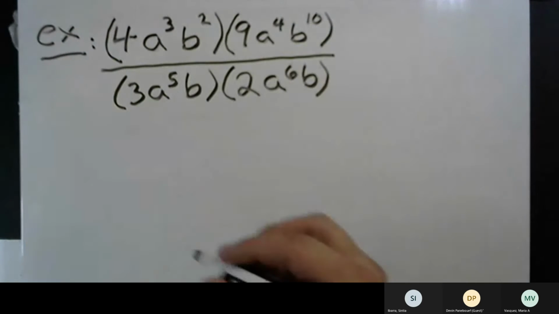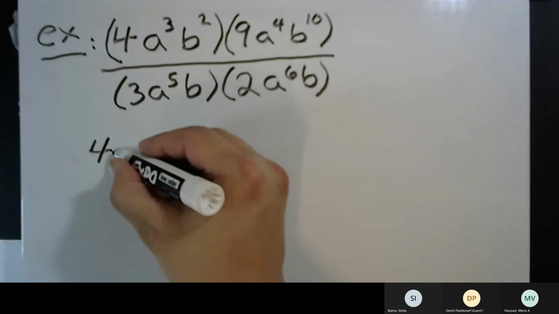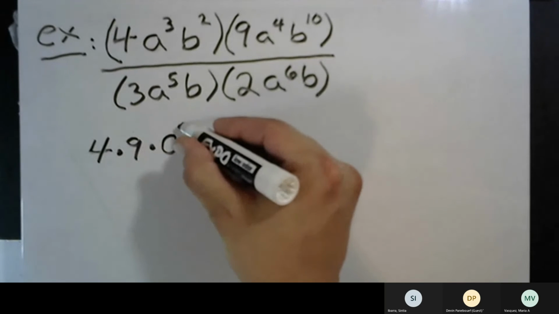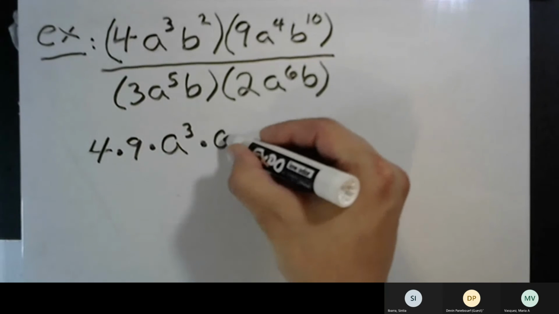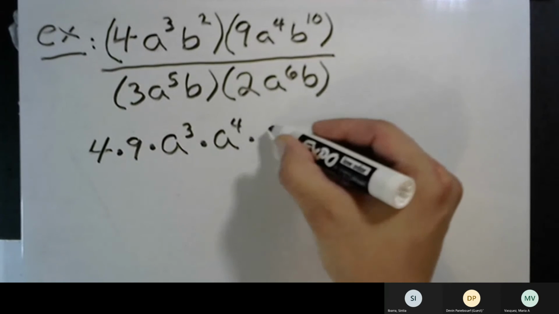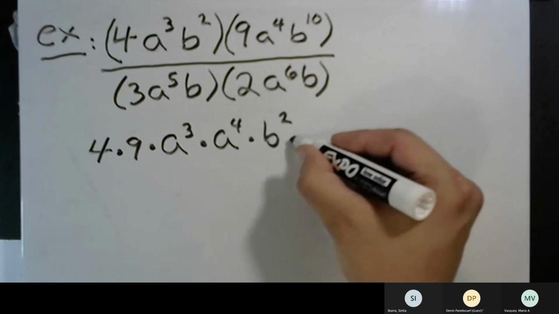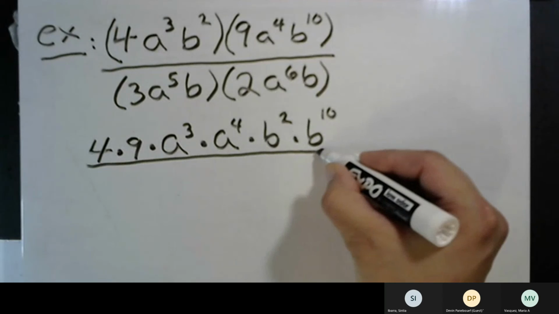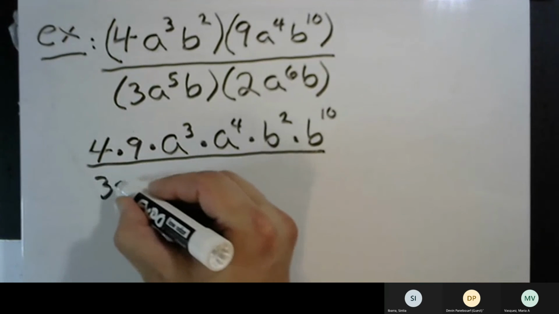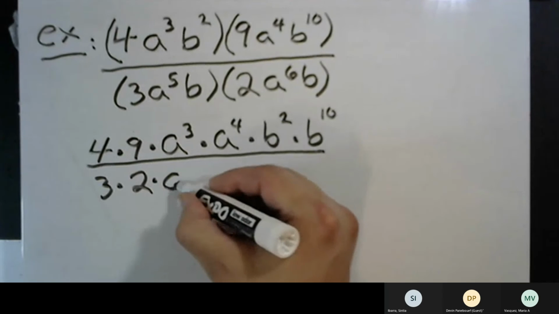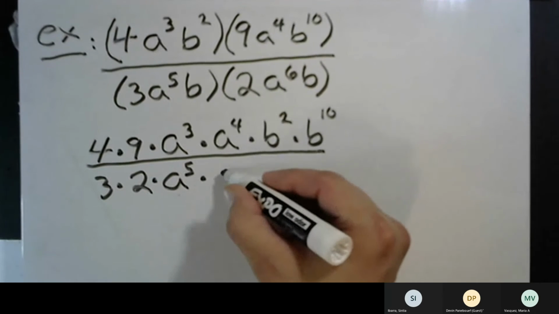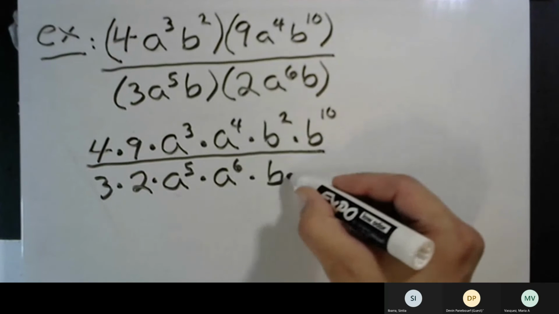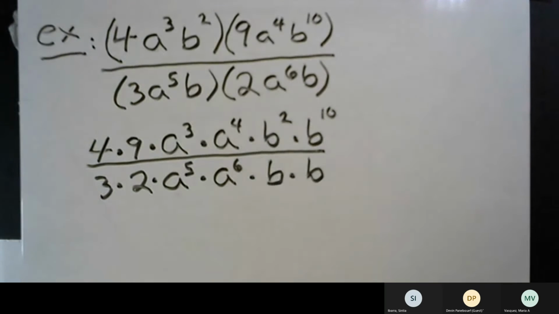So let's combine the top. So you have 4 times 9 for coefficients, and then we have an a cubed, or a to the 3, an a to the 4, then a b squared, or b to the 2, a b to the 10, over 3 times 2 times a to the 5th times a to the 6th times b times b.